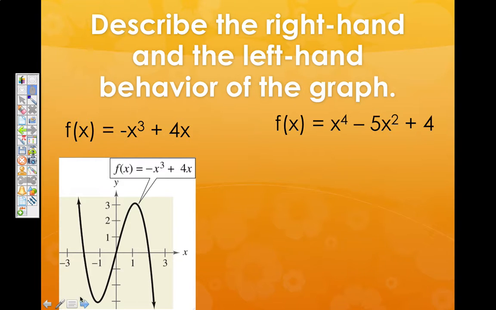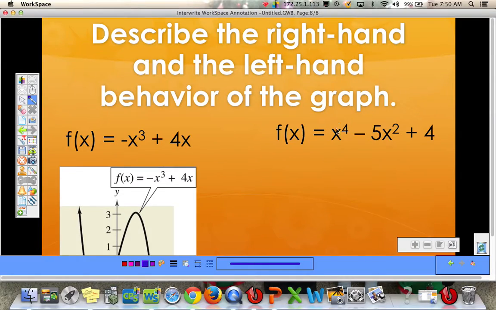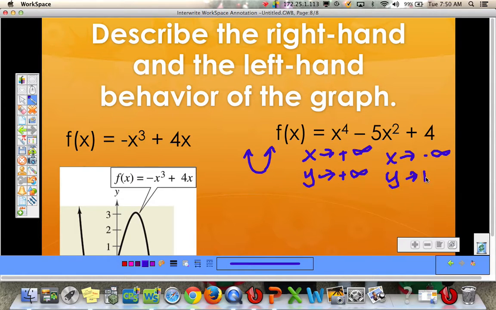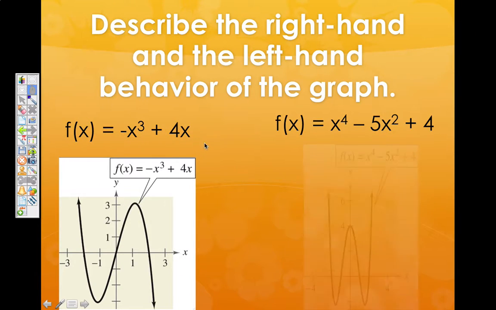Here's another one. So we know it's an even function and it's a positive, so it's going to look something like this. So as x approaches positive infinity, so does y. As x approaches negative infinity, y approaches positive infinity. There's the end behavior. And we can see what the function looks like right here.